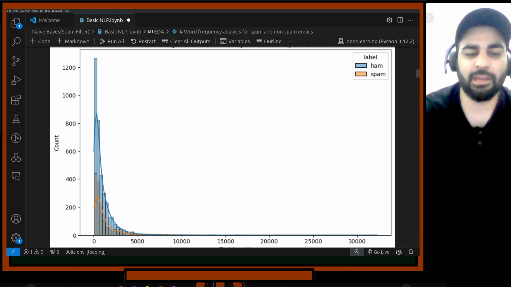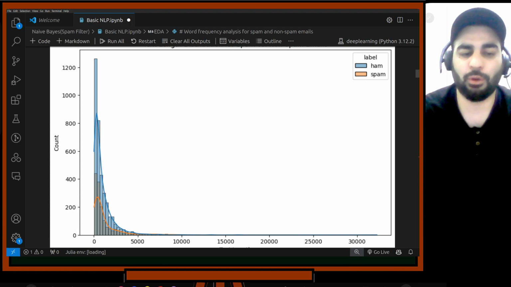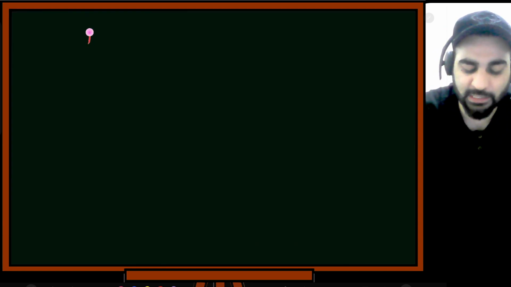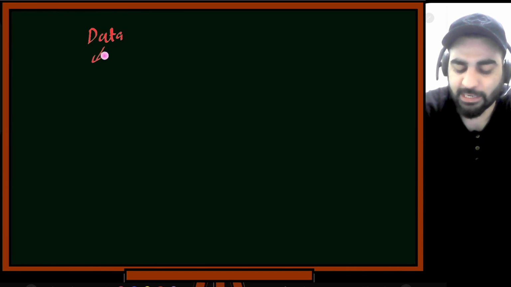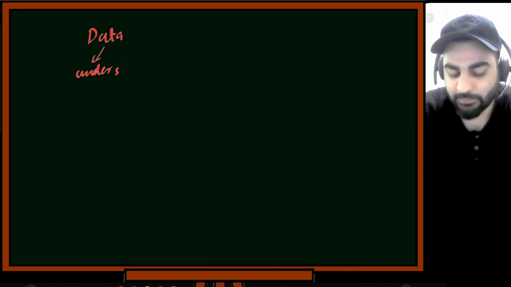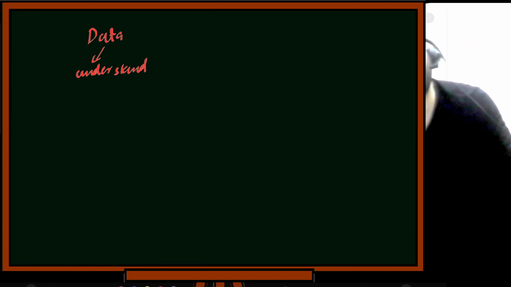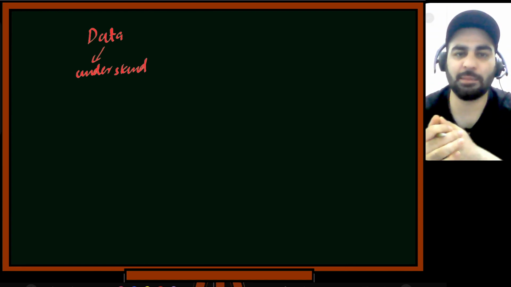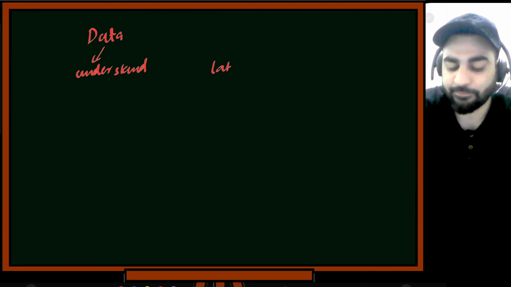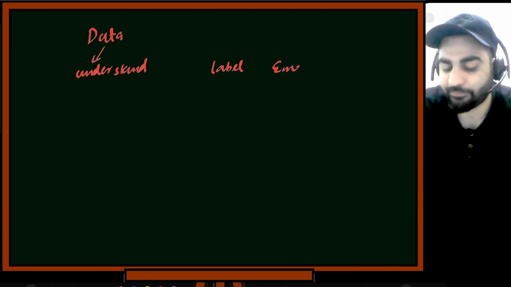My point here is that whenever you are dealing with a problem, the first thing you should do is analyze the data. You should understand the data. Now we understood the data somehow. Our data has two main features: the label, and the email text.